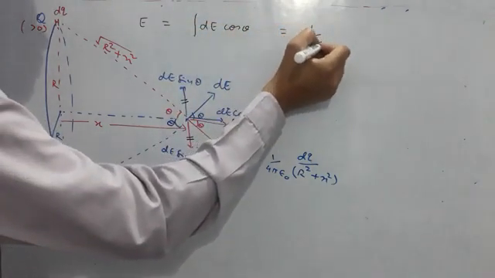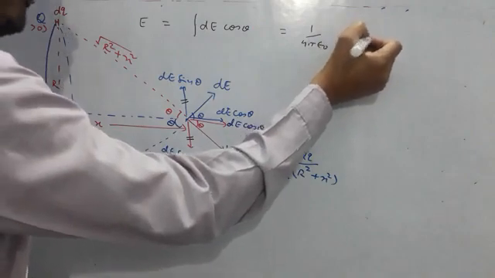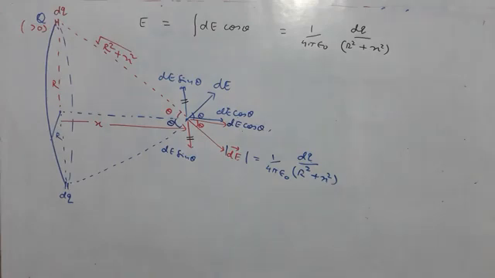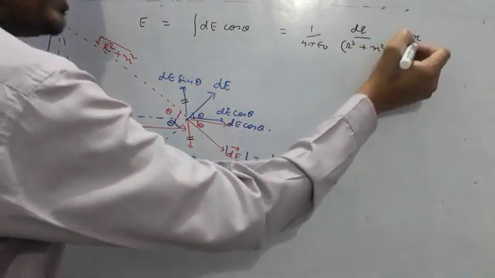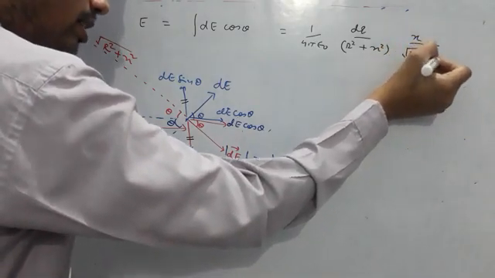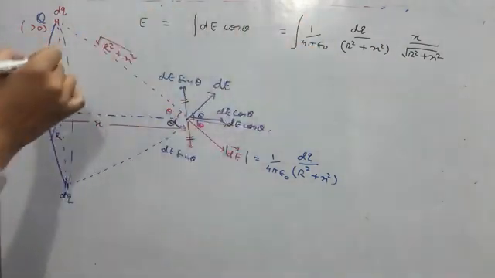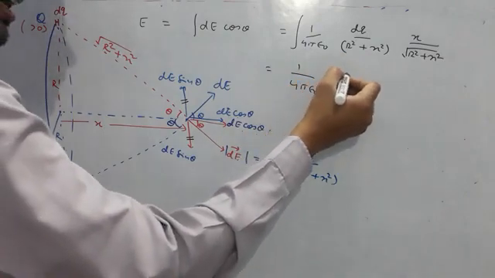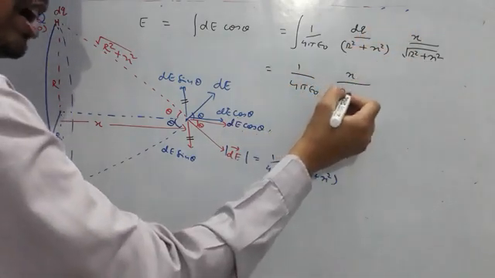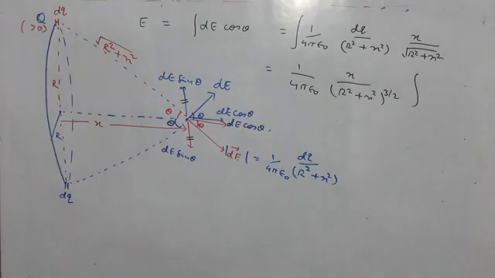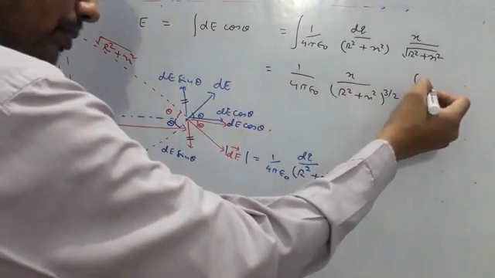So this becomes how much? dE is 1 upon 4 pi epsilon naught dq upon r square plus x square. This is the value of dE. Then we have to put the value of cos theta. Cos theta, you can see in this triangle is base, that is x, upon hypotenuse, that is under root r square plus x square. So we will integrate this one. Now you can see 1 by 4 pi epsilon naught is constant, x is constant, and these two terms become r square plus x square to the power 3 by 2, that is also constant. So what is left behind is only integral dq.